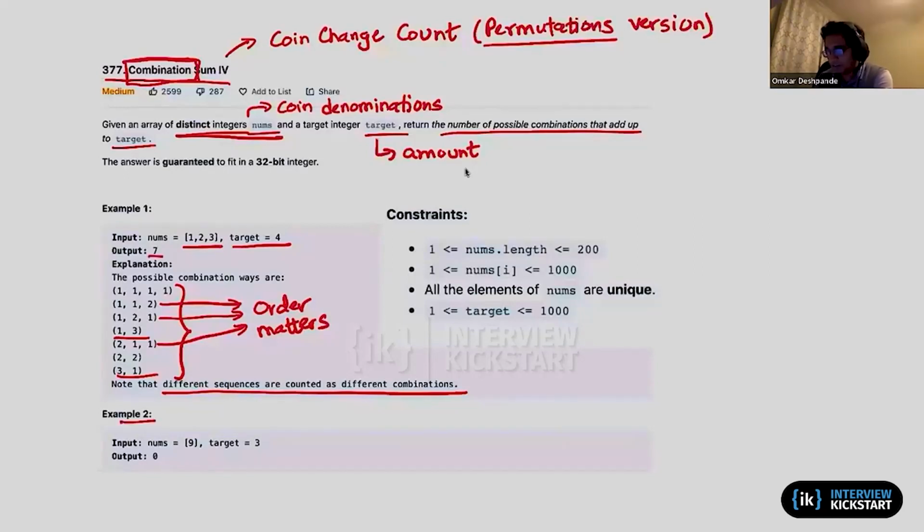In the second toy example, there's only one coin denomination you're given, which is a 9-cent coin. So how can you combine 9-cent coins together to make up a target amount of 3 cents? Obviously, there's no way to do that. So the output is supposed to be 0 in that case.